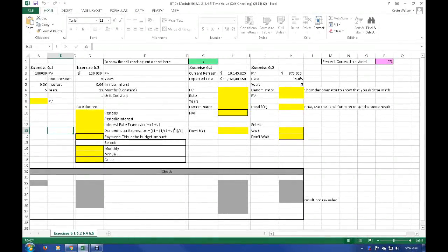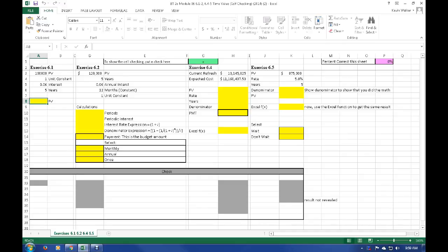Okay, this is module 6.1 through 6.2, 6.4, and 6.5. And understand, in the earlier version, the audio did not come through. I apologize for that, so I'm going to correct that right now and rework this spreadsheet.